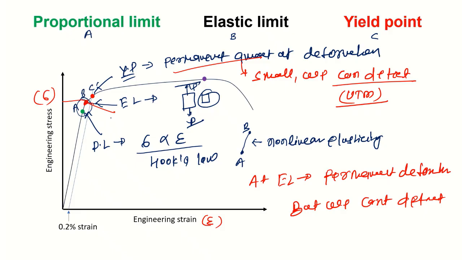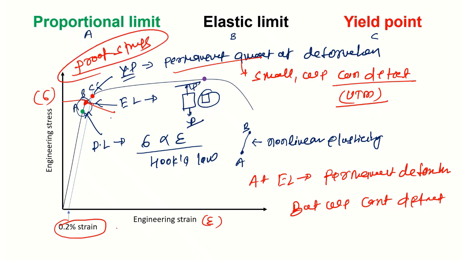That's why the yield point is taken slightly away from the elastic limit, or it is generally measured at 0.2% of the engineering strain. So it is also known as proof stress. Okay. So why 0.2%? Why not 0.1%? So we have to think about these questions.